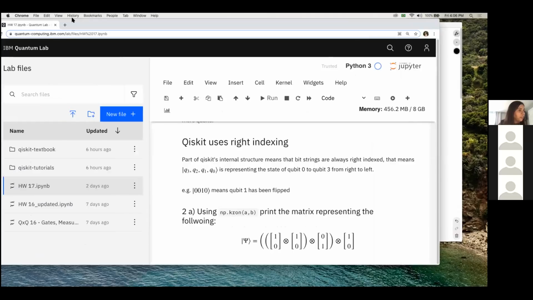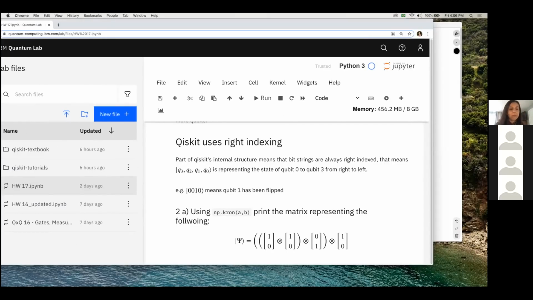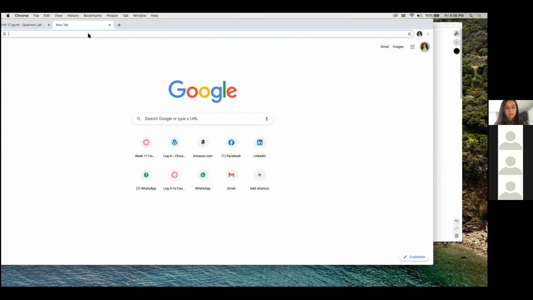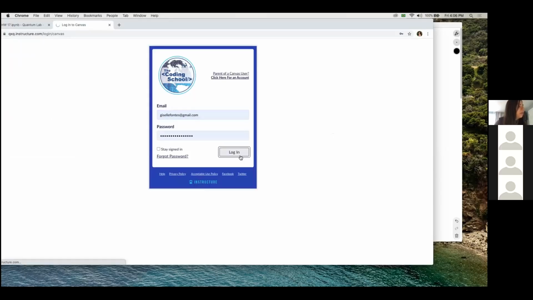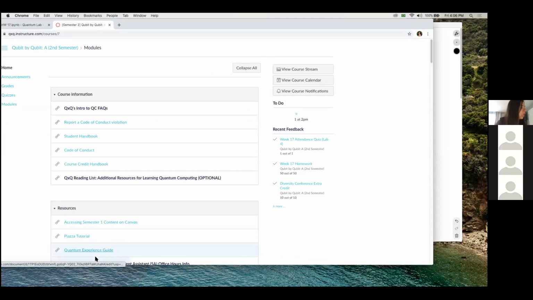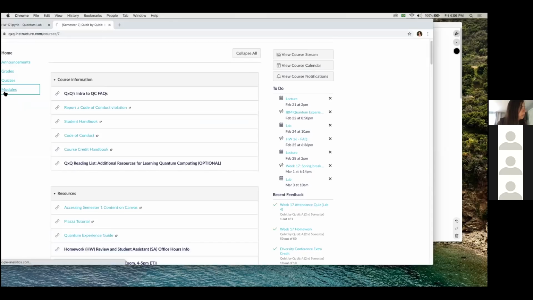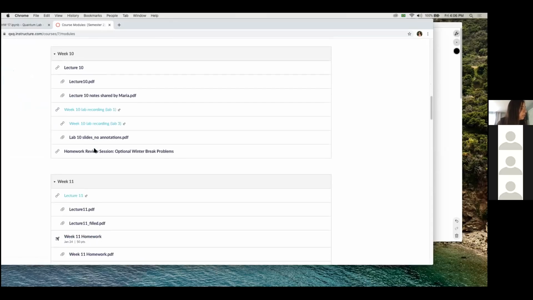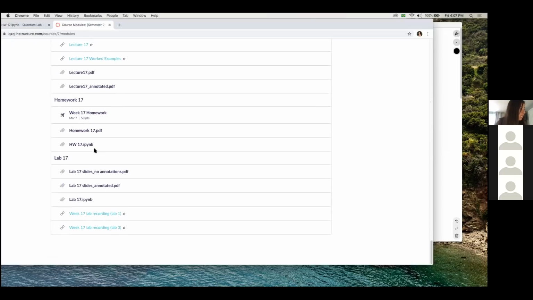If you followed last week, I can show it again with no problem. The way you upload your homework to the quantum experience is, of course, you open your quantum experience. Your computer by this time should have an account. Then you go into Canvas, go to the course, go to the modules, and you will find the homework in week 17.